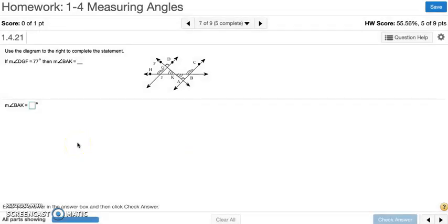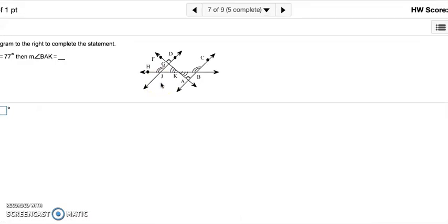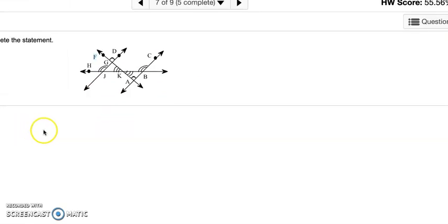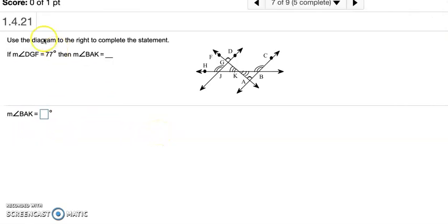Number seven, use the diagram to the right to complete the statement. If measure of angle DGF is 77, then what is the measure of angle BAK? So D, G, and F has one angle marker, and BAK also has one angle marker. So that means those two angles have the same measure. So if DGF is 77, so will BAK. So 77 would be number 7.